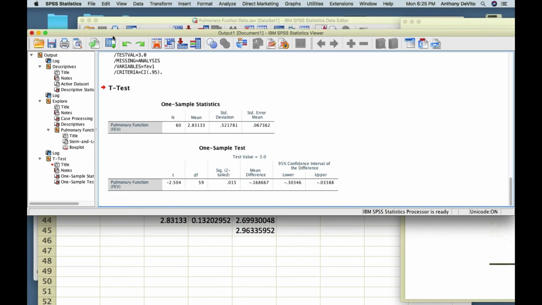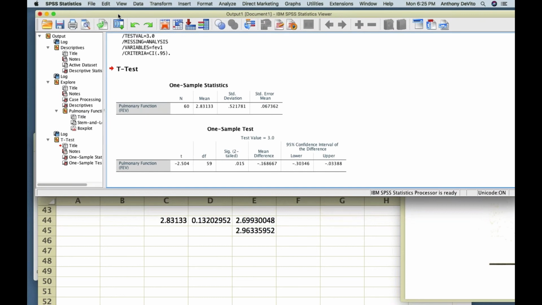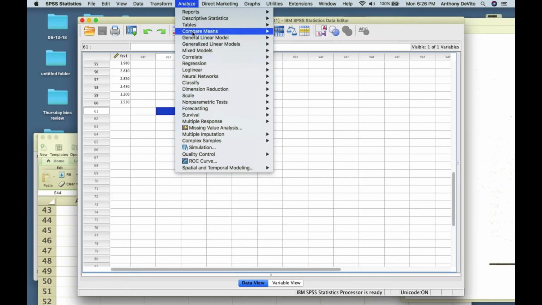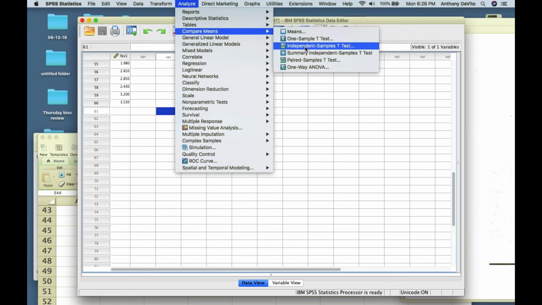Okay, now, what are the other options here? The other options are two sample t-tests, right? Or a paired sample t-test. So let me go up here to Analyze and you'll see those. Compare Means: one sample t-test, independent samples, in other words two sample t-tests, and paired sample t-test.